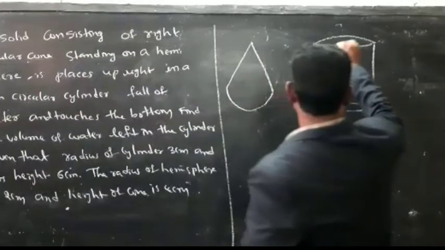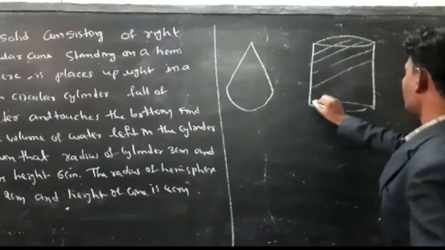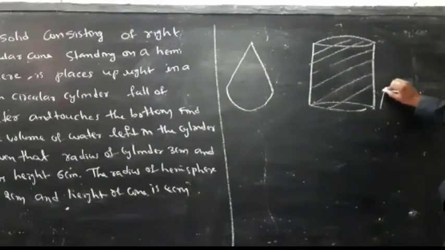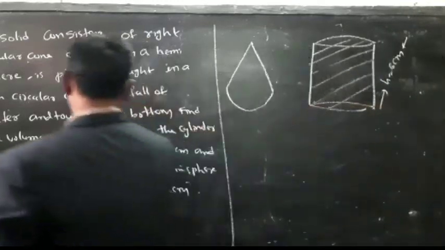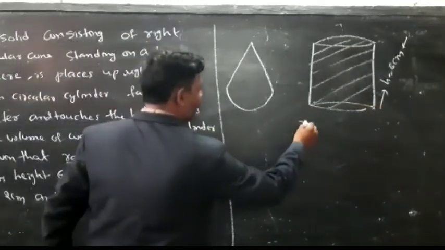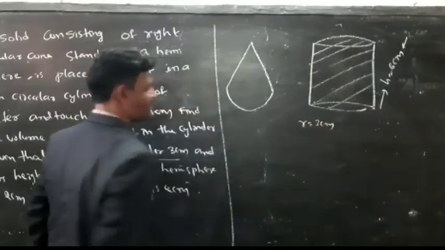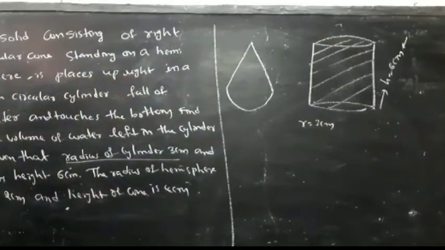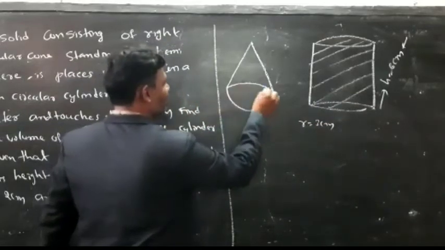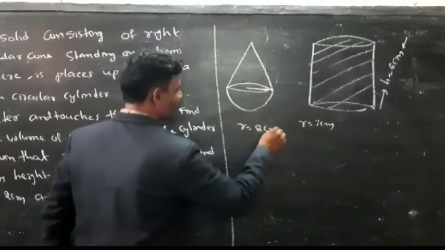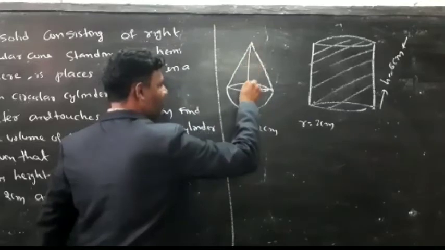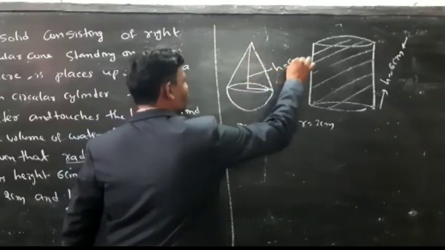Now this cylinder is full of water. The height of the cylinder is h equal to 6 centimeters, and the radius of the cylinder is r equal to 3 centimeters. Then, a solid: the radius of the common base is r equal to 2 centimeters, and the height of the cone is h equal to 4 centimeters.